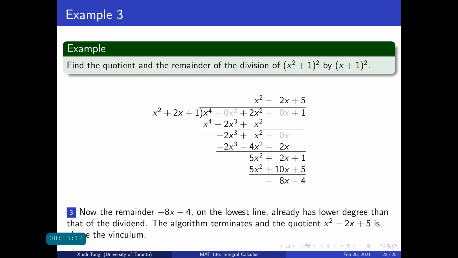Then we plus 5, we take 5 times a copy of the divisor here. The remainder is minus 8x minus 4, and now there's no copy of the divisor in it, because the remainder is already degree 1, but the divisor has degree 2. So we should stop here. Now we read the quotient, x squared minus 2x plus 5, from the first line.